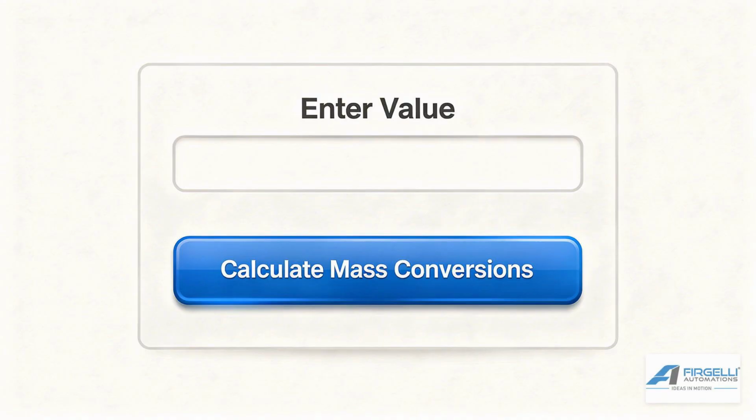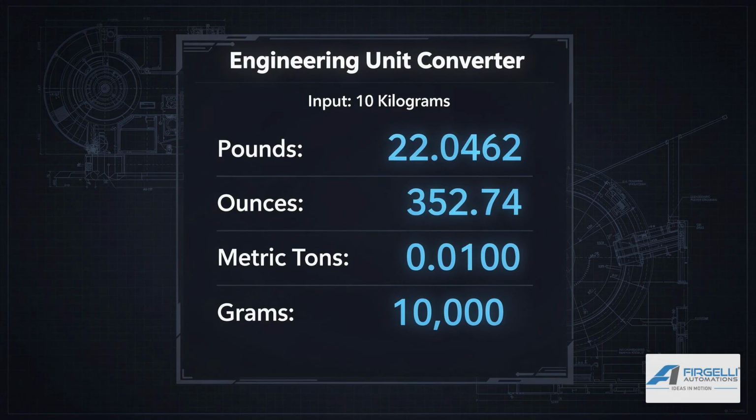Let's work through an example. I'll enter 10 in the Enter Value field and click Calculate Mass Conversions. The calculator instantly converts this 10 kilogram value into all 7 other units. You'll see the equivalent mass displayed in pounds, showing how many pounds equal 10 kilograms.